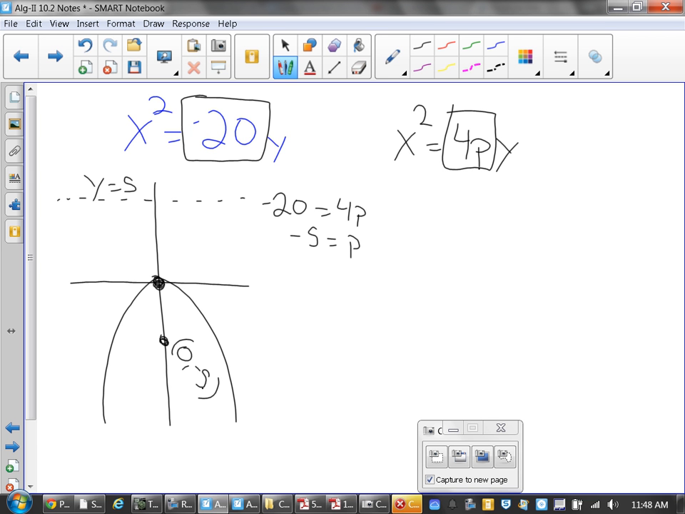If I use 5 times 20, that would be 100. Square root of 100 is 10. So 5, 10 would be one you can use, and there would be negative 5 and 10. Those would be my ordered pairs. 5, 10.